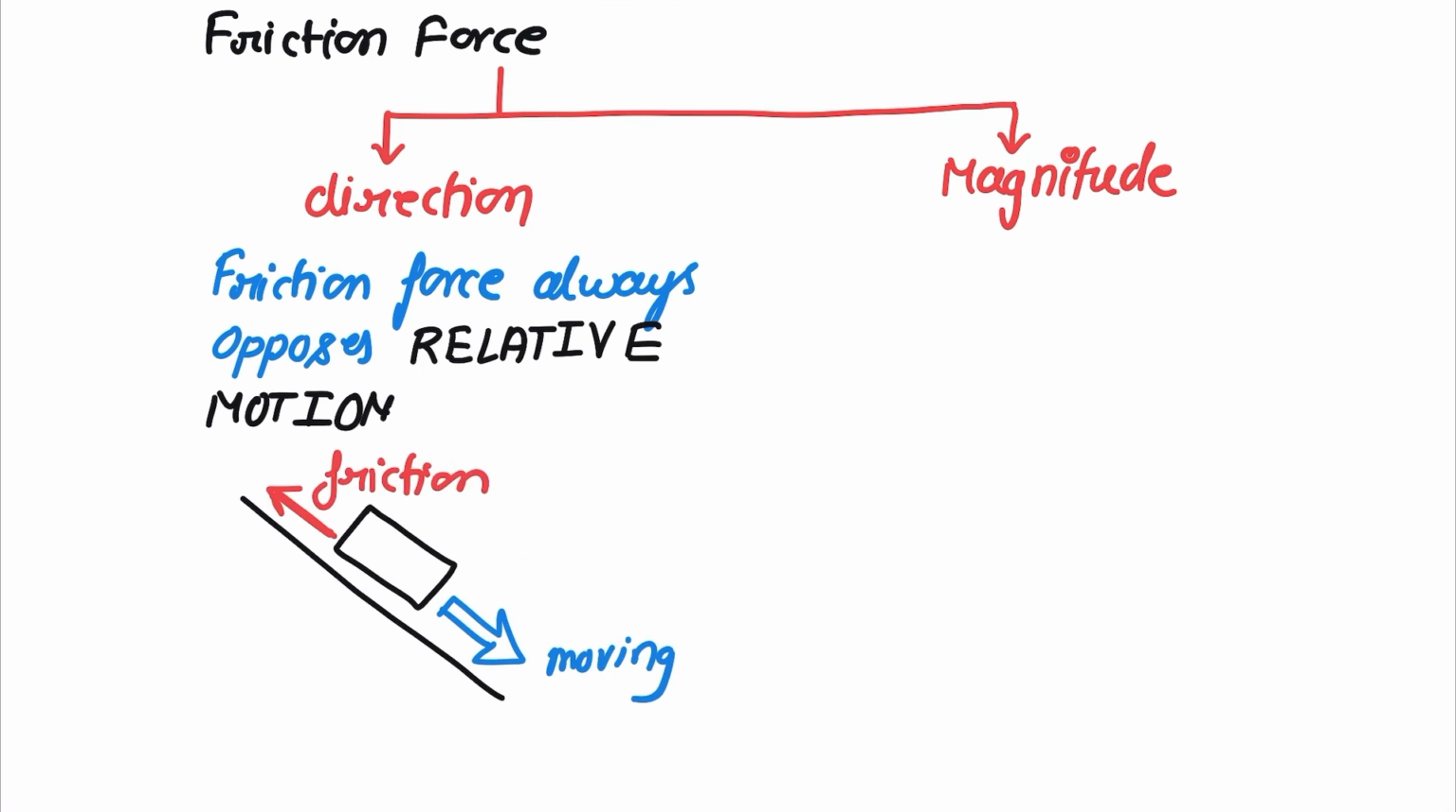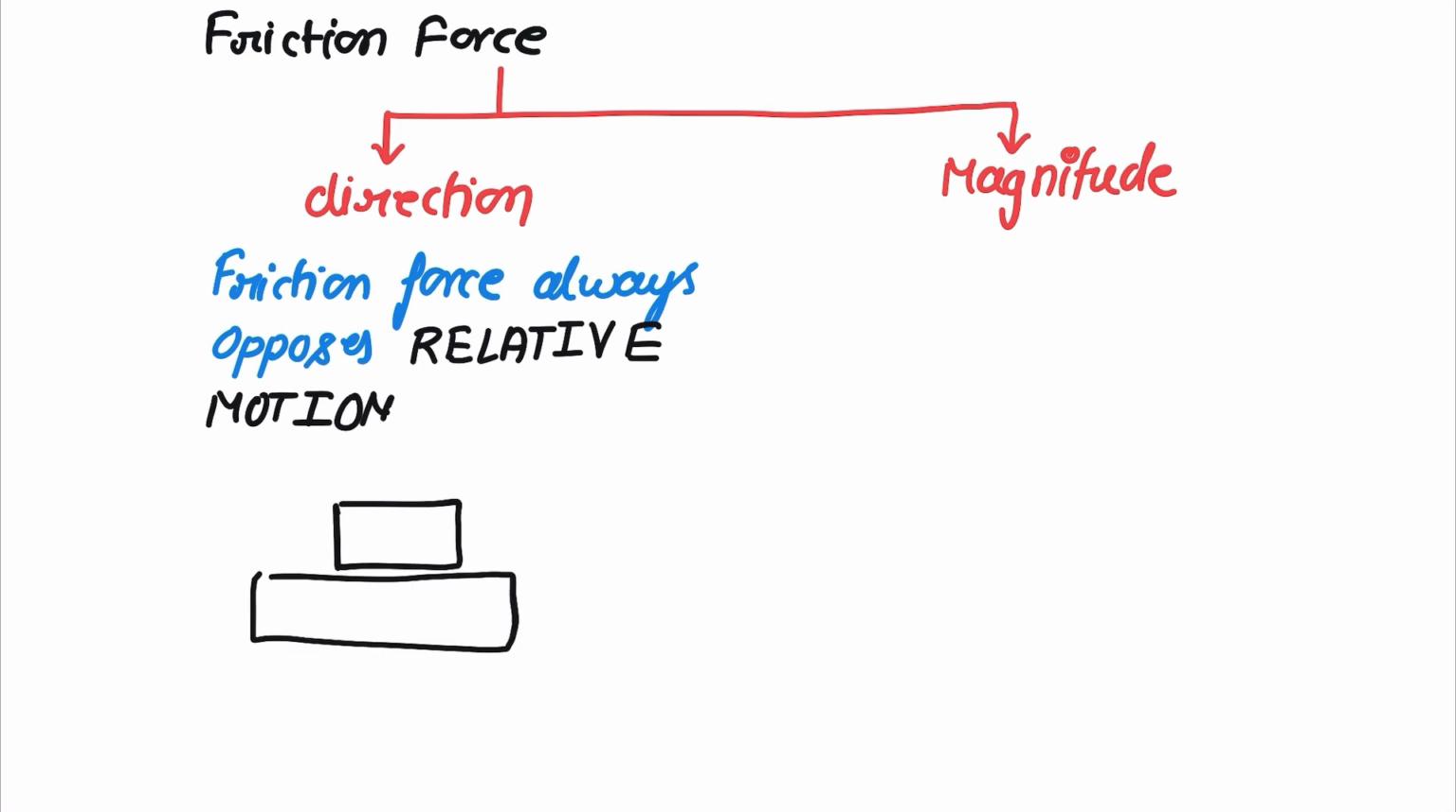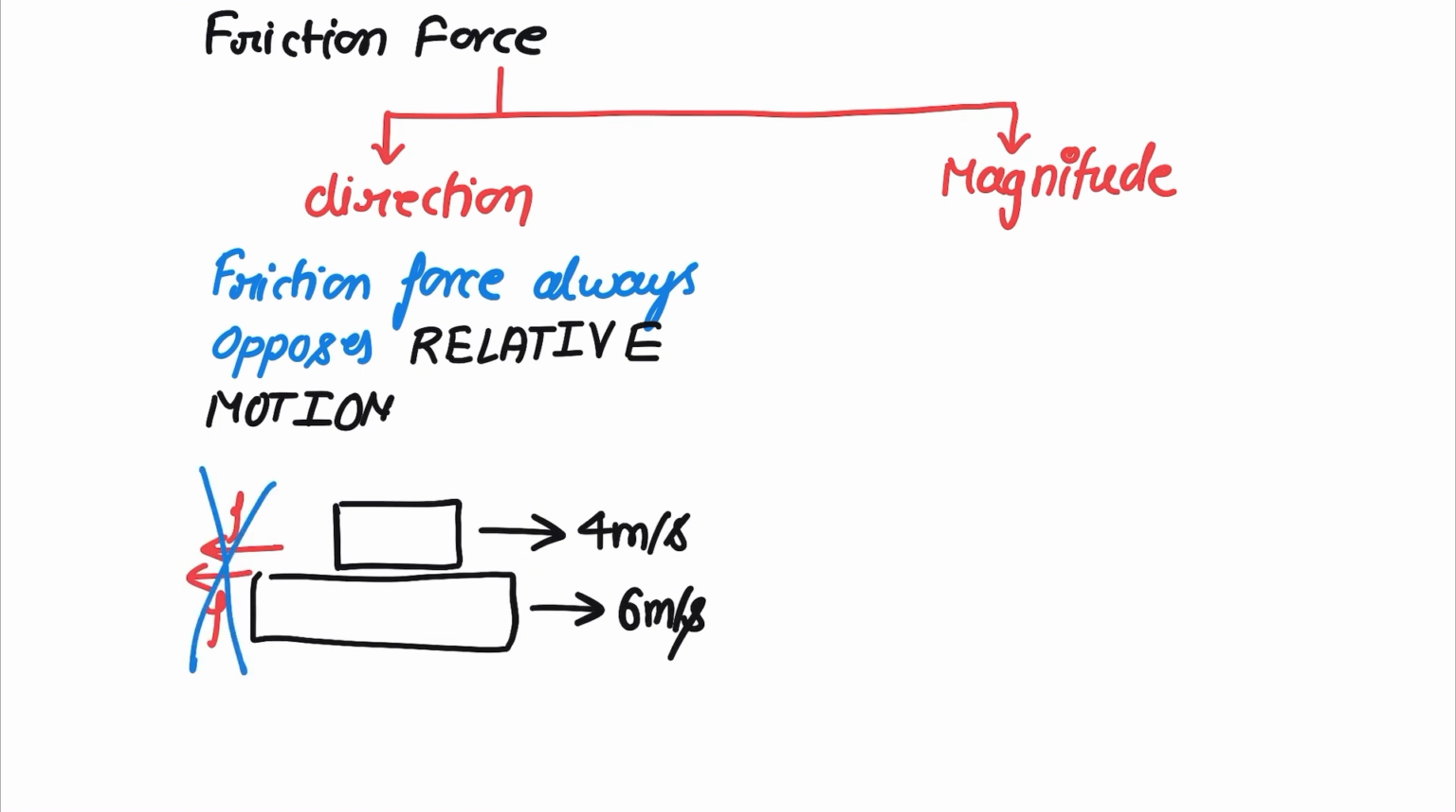Now let's look at the other box, which is on the bigger box here, a block. Now the blocks are moving in the same direction. As you can see, the upper one is moving with 4 meter per second, and the lower one is moving with 6 meter per second. You may think that the friction force on both of them will be backward because you think that friction always opposes motion, but it's relative motion. The lower block is moving much faster, so friction force will be backward for the lower block, and for the upper block it will be forward.